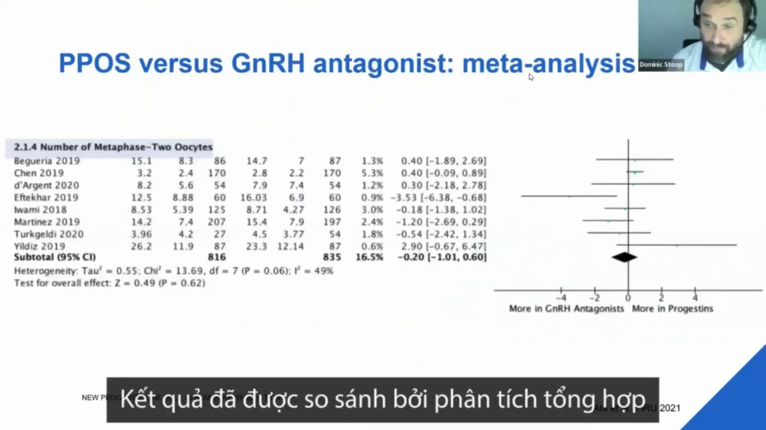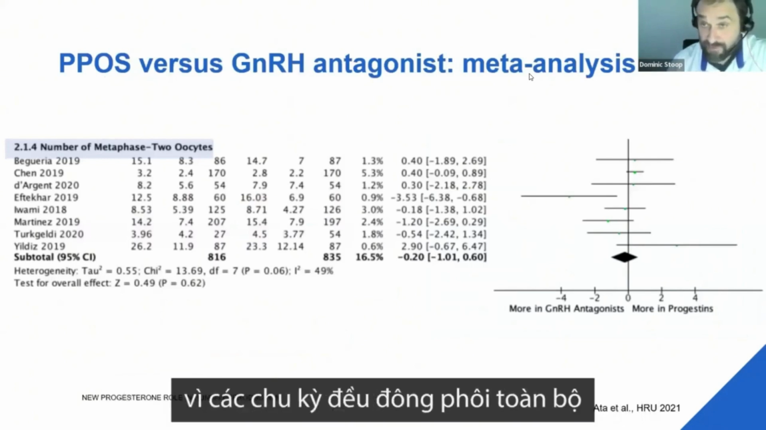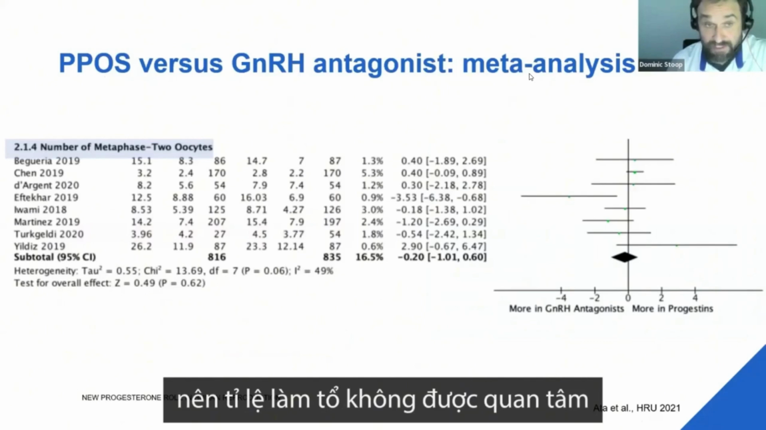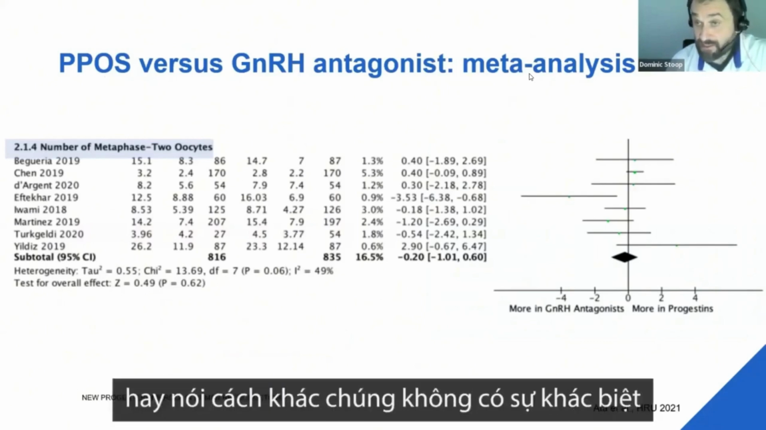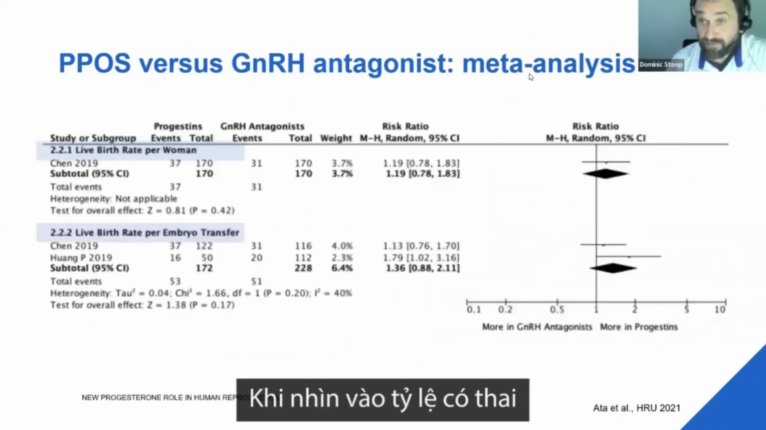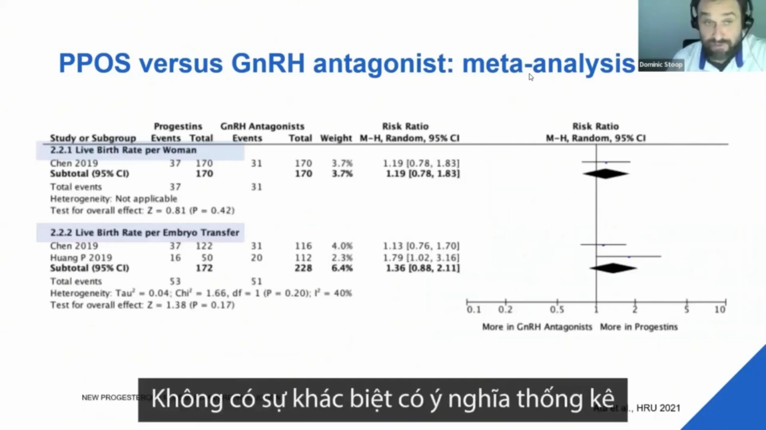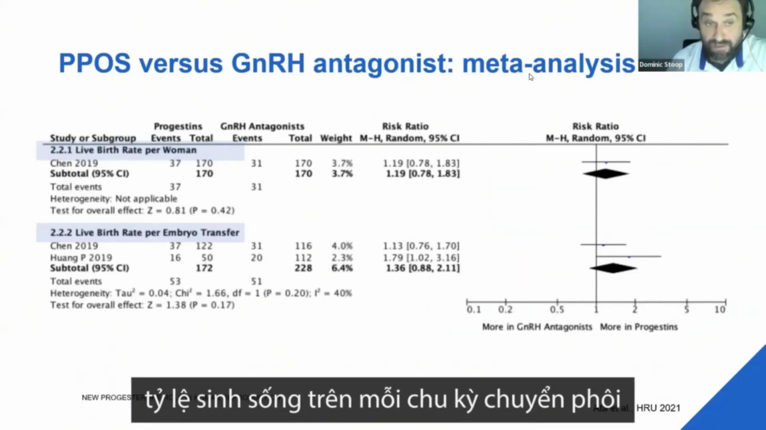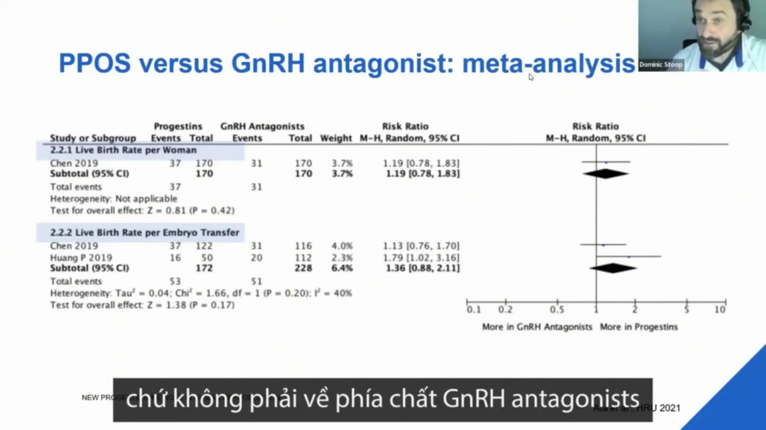Meta-analyses have already been performed comparing the outcomes, because that's what counts: how many eggs do we have, since it's freeze-all and we don't care about implantation. The number of oocytes is actually the same, or let's say it's not different. Looking at pregnancy rates, of course, it will be from the cryocycle because it's PPOS. No difference. Live birth rate per woman, live birth rate per embryo transfer, no significance. And you see the diamond is on the side of the PPOS, it's not on the side of the GnRH antagonists.